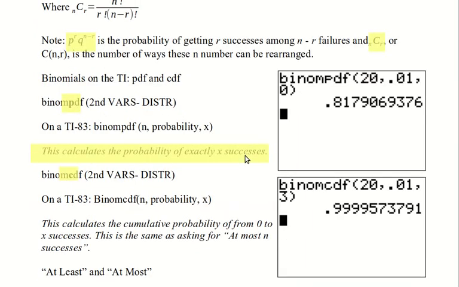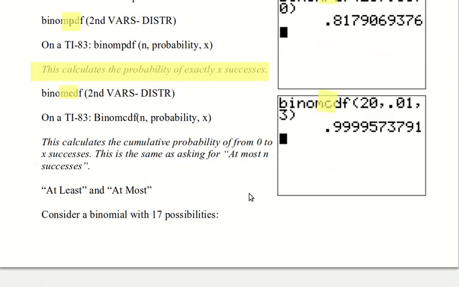The cumulative distribution function calculates the cumulative probability. So it asks what is the probability of between 0 and x successes, which again is the same as asking what is the probability of at most x successes. So two different places in our calculator. The screenshots are from our next example. I'll pull up the calculator and step you through this on the next page when we see them. But it's nice to see the difference between a probability distribution function and a cumulative distribution function. So I'll lay it out.